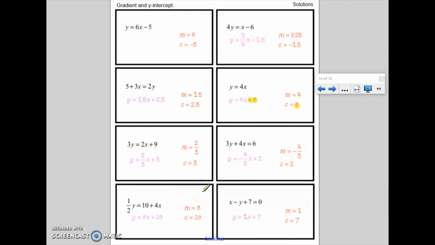Okay, take a little bit of time to mark up and assess your answers, just making sure you've got a good understanding of the topic. Very well done if you were able to get all 8 right. You've shown a good understanding of finding the gradient and y-intercept from the equation of a straight line graph. Well done.